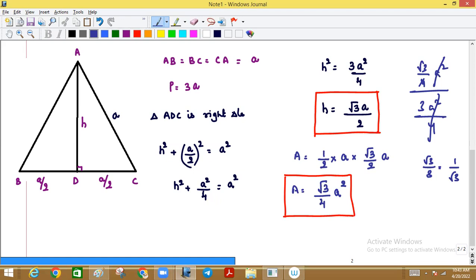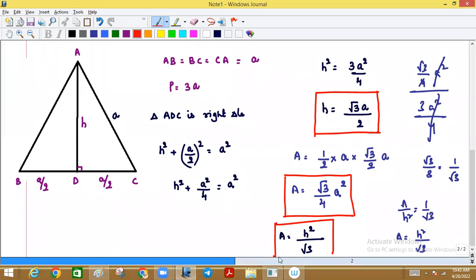Therefore, what is a? If a by h square is equal to 1 by root 3, a is equal to h square by root 3. I want you to remember only that. What is it? A is equal to h square by root 3. This rough work, it's up to you whether you copy it or not. But remember, in an equilateral triangle, these are the things which are very important.